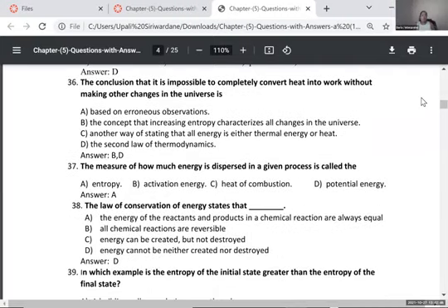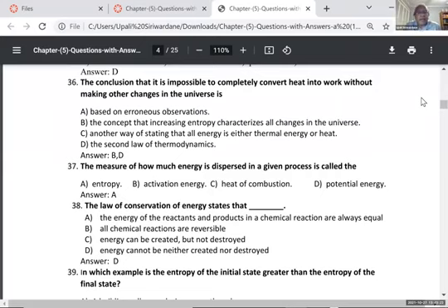The conclusion that it is impossible to completely convert heat into work without making other changes in the universe is the concept that entropy is increasing, disorder should increase, dissipated energy. That's B, it is correct. Another way to say it is that C is not correct. Either thermal or heat energy, all energy.